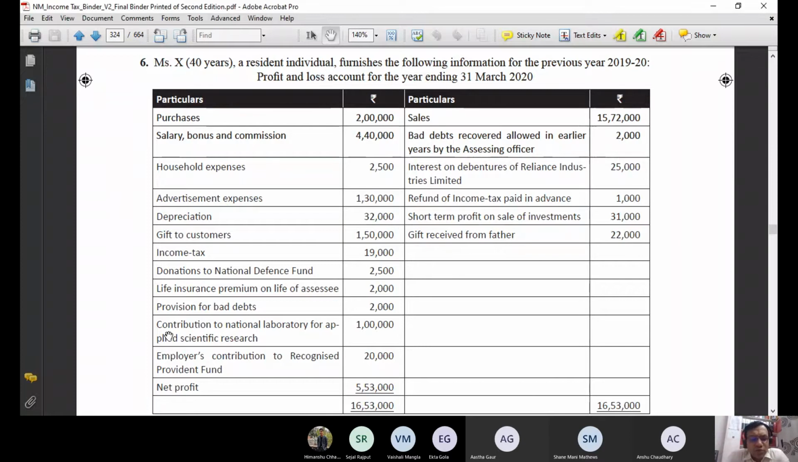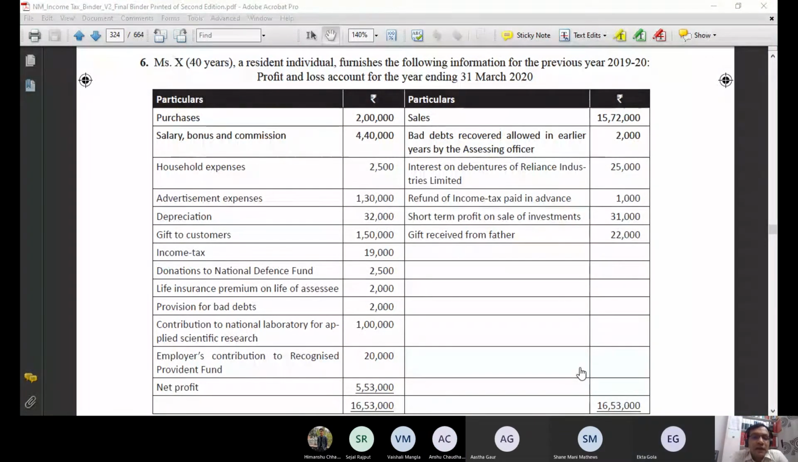Next point, contribution to National Laboratory for Applied Scientific Research. Can you tell me the treatment of this point? Do you remember? Deduction will be allowed up to 150%. Yes, this is scientific research.